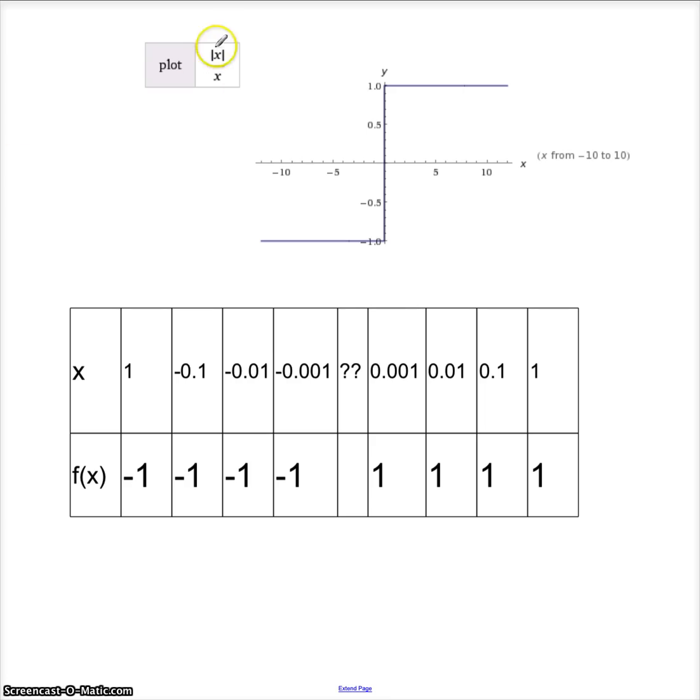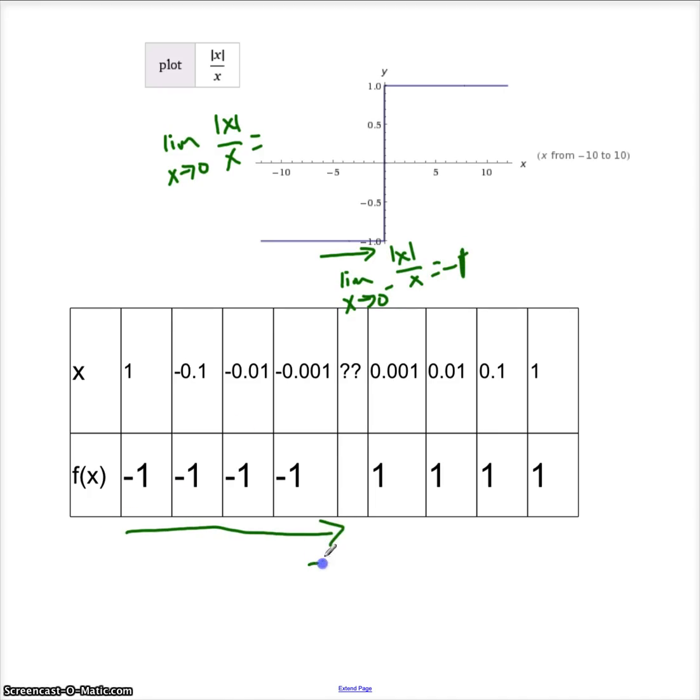Let's look at the first one. If I were to plot the absolute value of x over x, now here I did a graph, and you can see Wolfram Alpha didn't know what to do with this, so it just connected it with a line. Clearly, the limit as x approaches 0 of the absolute value of x over x is what? Well, if we look at it from the left, the limit as x approaches 0 from the left of the absolute value of x over x is negative 1. So if I come in from the left, I see that I'm going to get a negative 1.